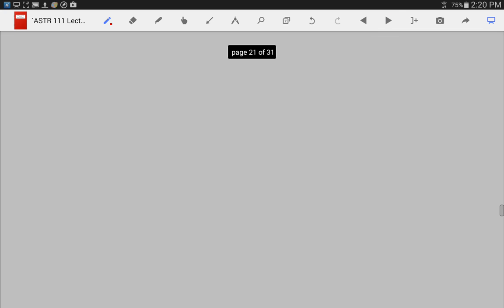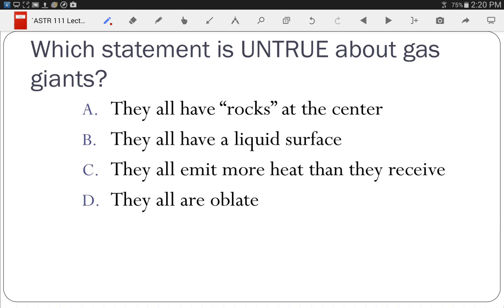In fact, here's a clicker question that you're not going to see, since this is the last thing we'll do: what is the approximate percentage of hydrogen and helium in the atmosphere of both Jupiter and Saturn? The answer is 100%. One's like 96% and 4%, and the other 90% and 10%, both basically 100%. Okay, which statement is untrue about gas giants?